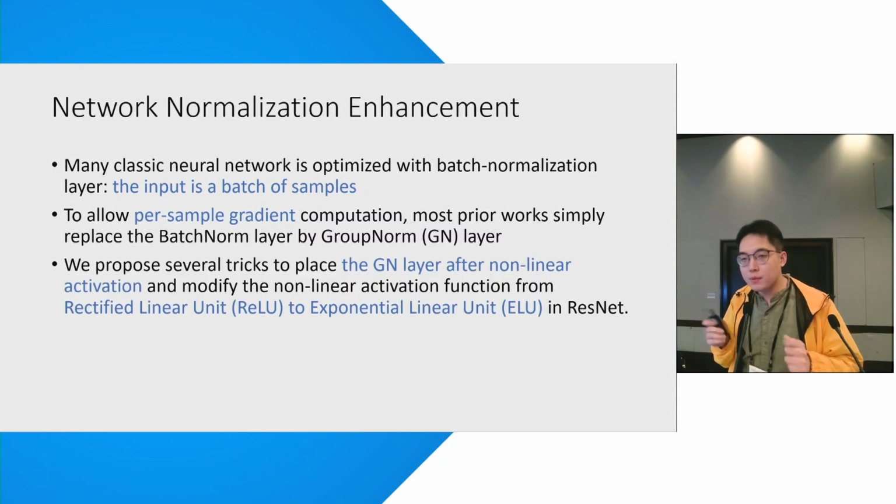But the issue we want to emphasize here is that the classic network architecture is optimized for those batch norm layers. So when we make these modifications or replacements, we need to think carefully about what kind of network architecture can really fit, given that we need to compute the per-sample gradient and use those group norm layers. So we propose several tricks in our paper to carefully adjust the layer structures and the layer sequence.